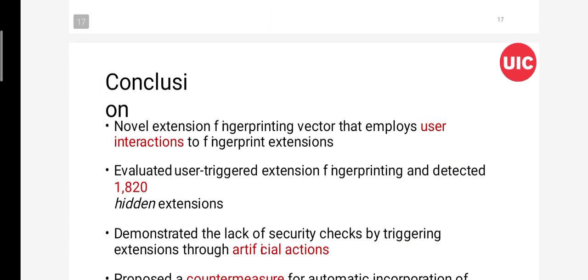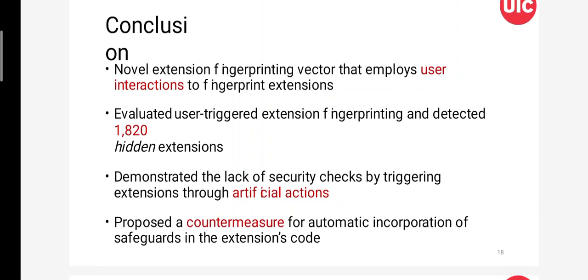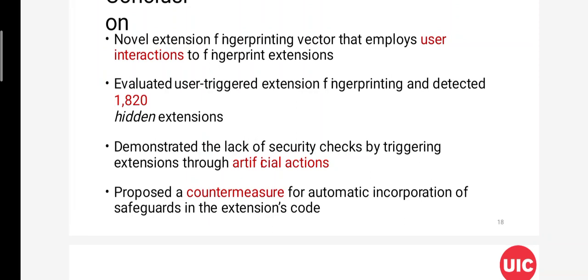Now the conclusion is, number one, a novel extension fingerprint vector that employs user interaction to fingerprint extensions. Number two is evaluated user triggered extension fingerprinting and detected hidden extensions. Number three is demonstrated the lack of security checks by triggering extensions through artificial actions. And number four is proposed countermeasures for automatic incorporation of safeguards in the extensions' code.